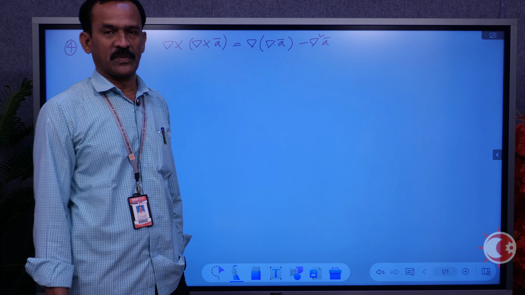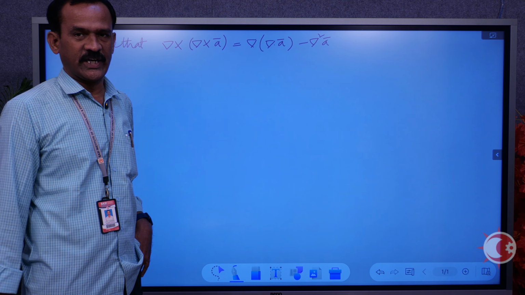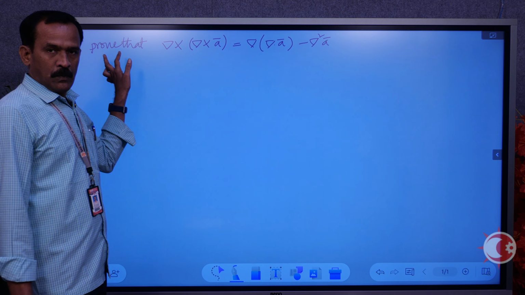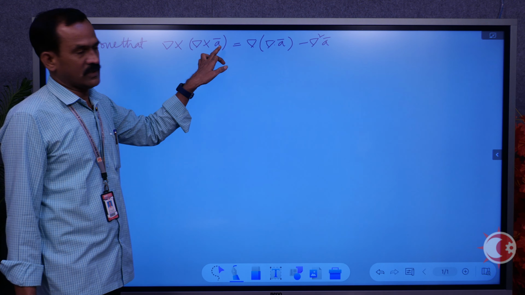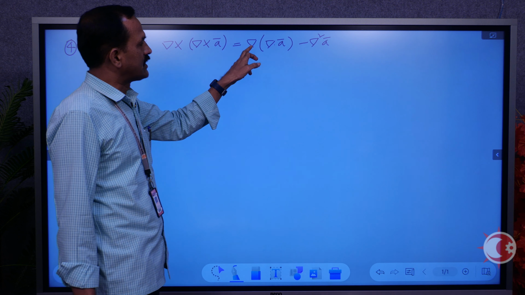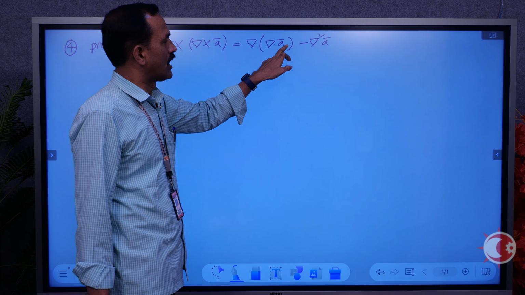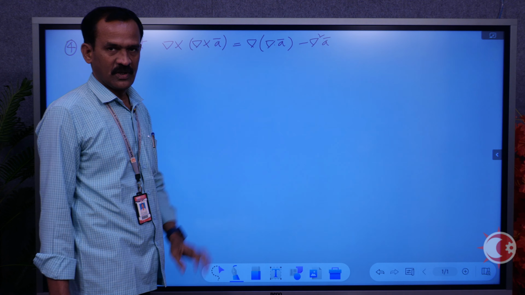In continuation to the previous class, let us prove another vector identity, that is the fourth identity. Prove that del cross (del cross A bar) is equal to del of (del dot A bar) minus del square A bar. That we have to prove, right?